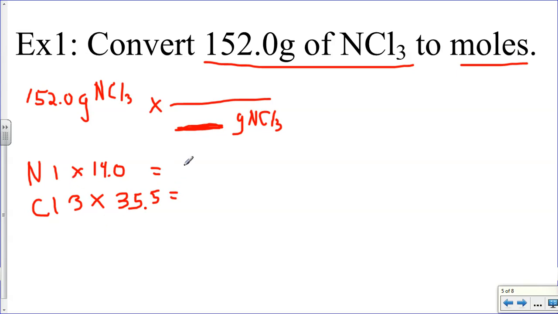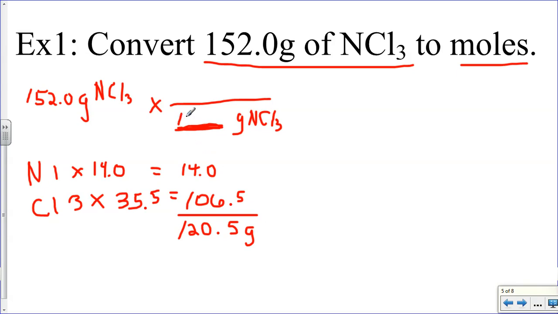So 1 times 14.0 is 14.0. And 3 times 35.5, let me get my calculator, it's 106.5. Now that we have these numbers, we're going to add them up. That brings us to a total of 120.5 grams. Okay, we're just going to stick with the grams.